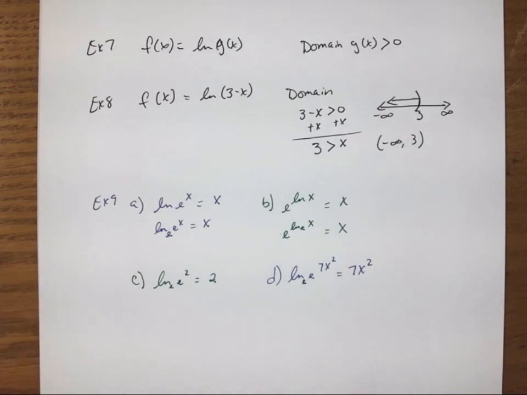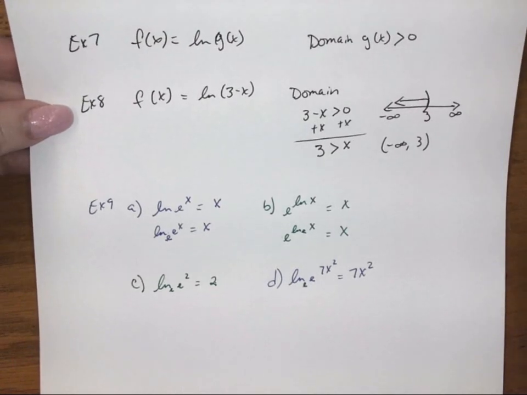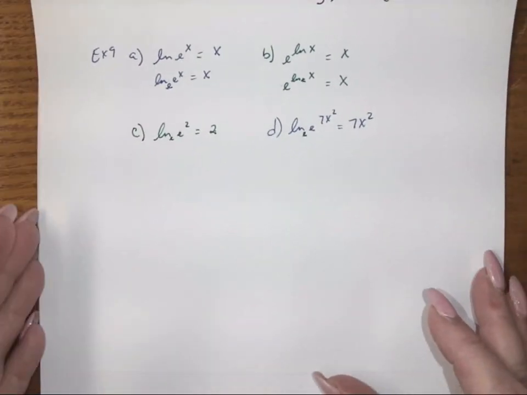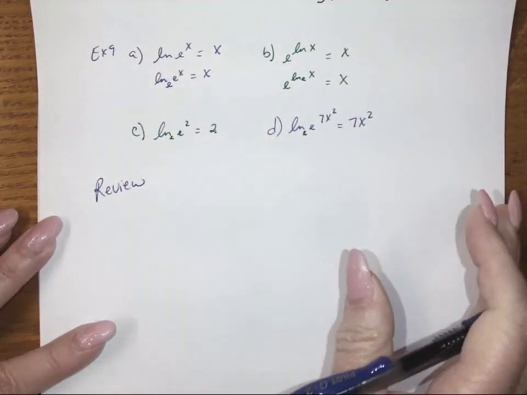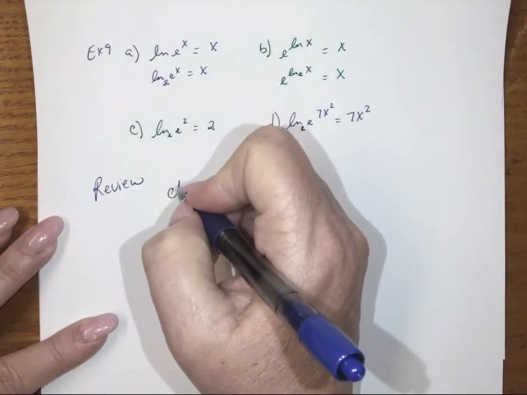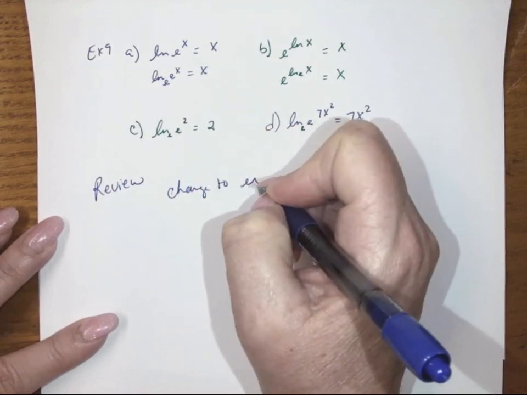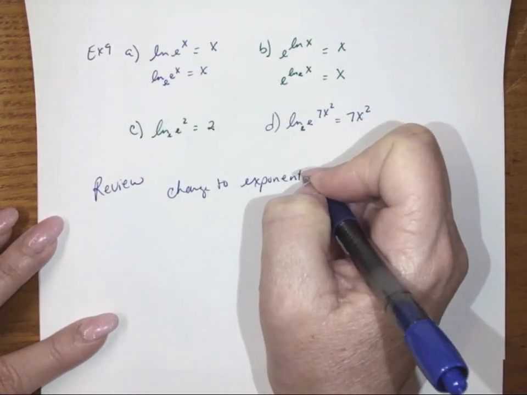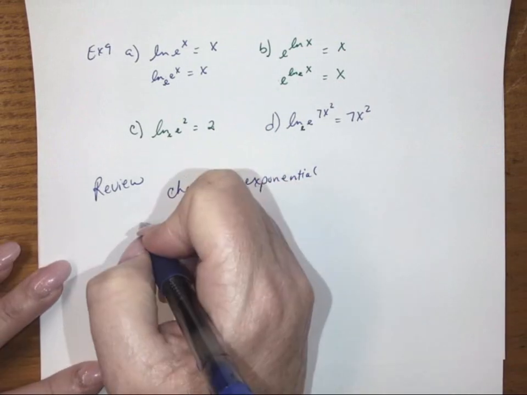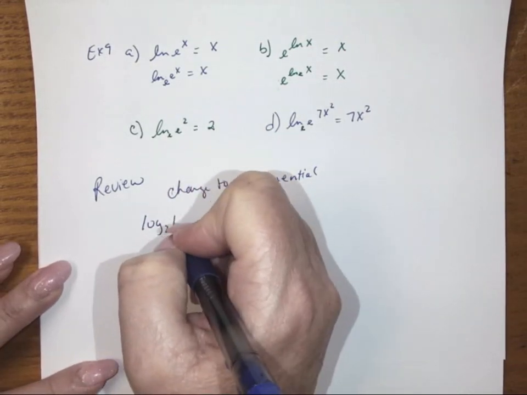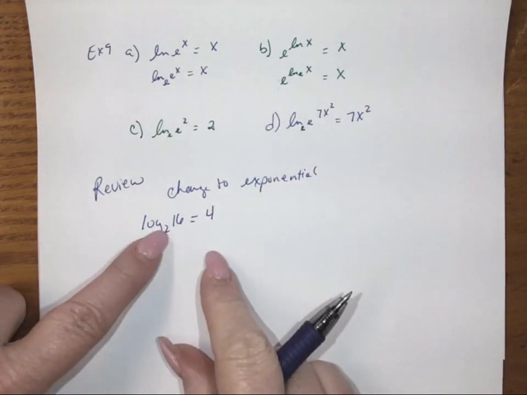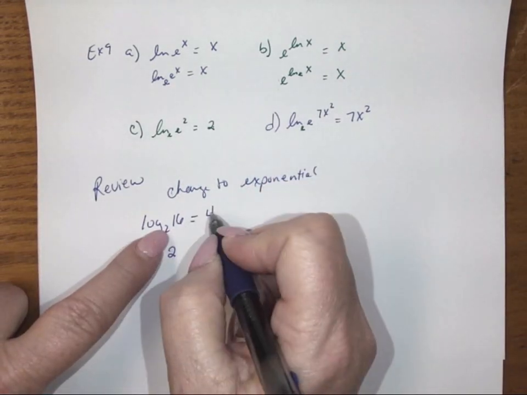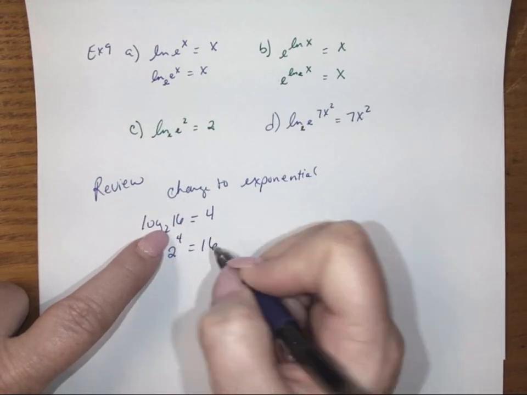So let's do a quick review. We'll do a couple of problems. This will be a review just to pull it all together. If we're changing to exponential, if we have the log base 2 of 16 equals 4, changing it to exponential, we bring down our base. 2 to the 4 equals 16.